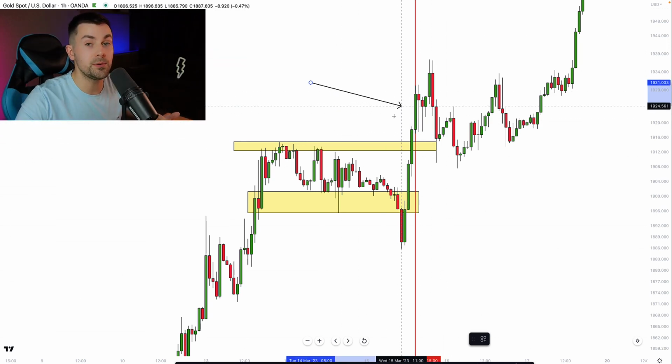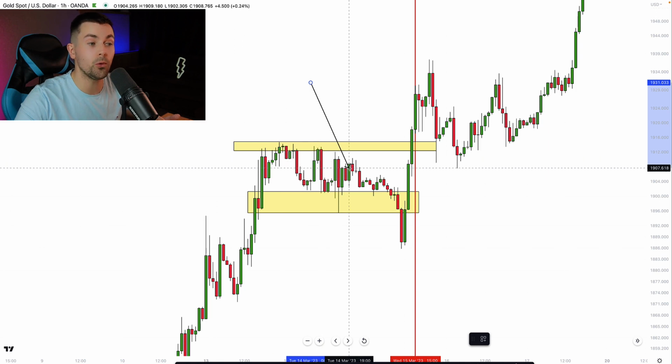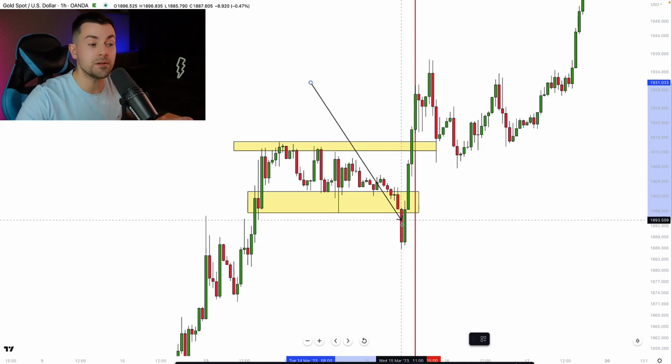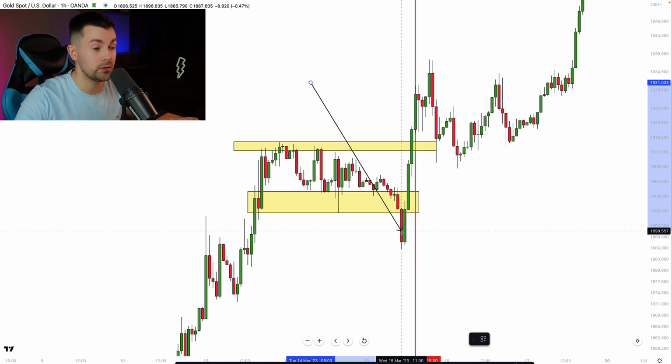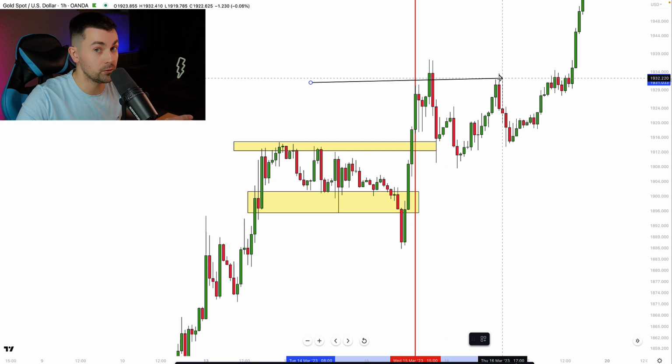Here we got the PPI report, and you can see that before the report the market started to trade within the range. The market started to consolidate, and you can see that even though the range was broken to the downside, after the release of the news, the market started to grow rapidly.